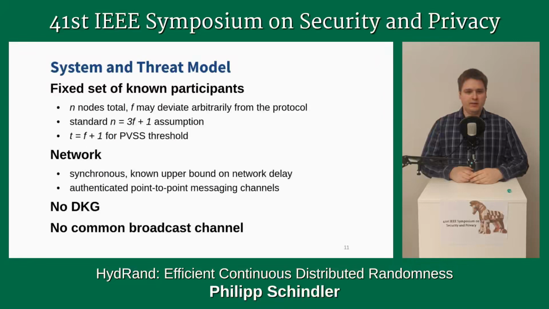Regarding the network model, we assume a synchronous network with a known upper bound on the network propagation delay. Digital signatures are used to implement authenticated point-to-point messaging channels. Apart from that, we do not make any additional assumptions in regard to, for example, a distributed key generation protocol or a common broadcast channel.